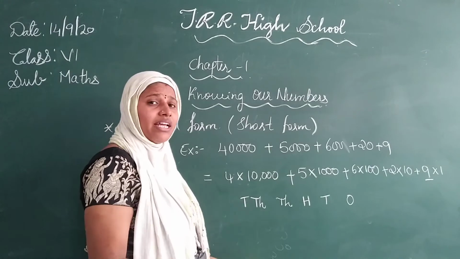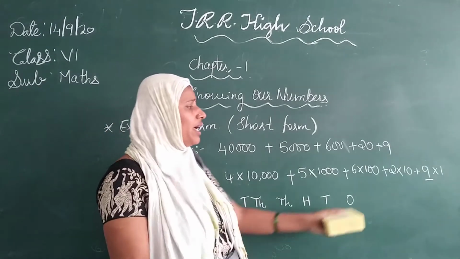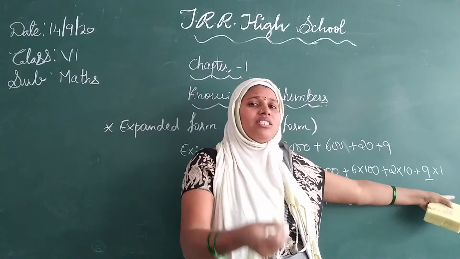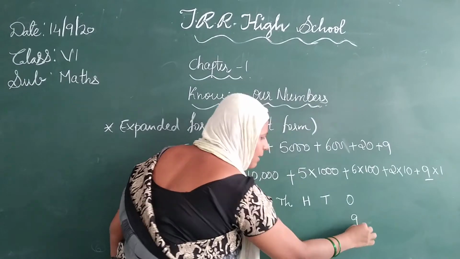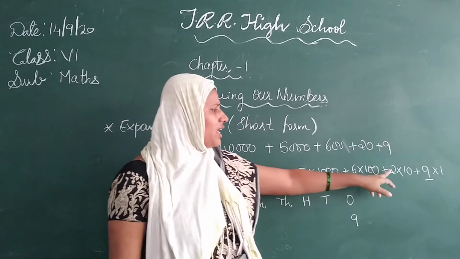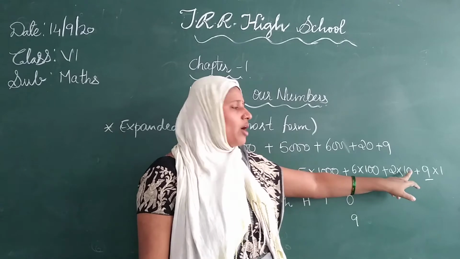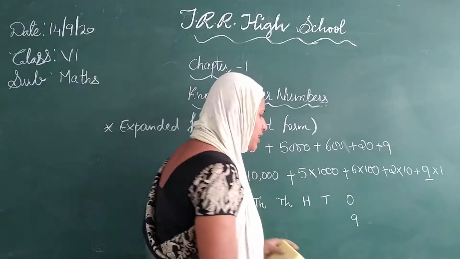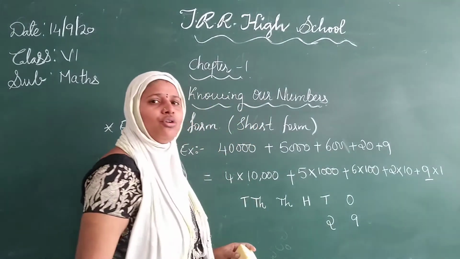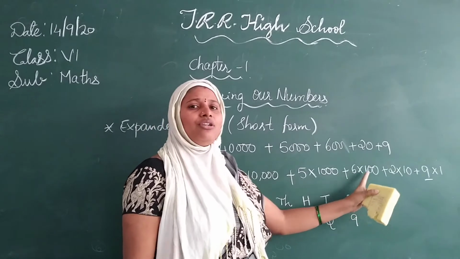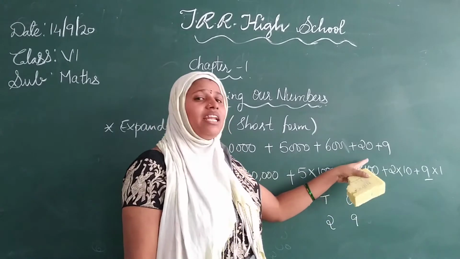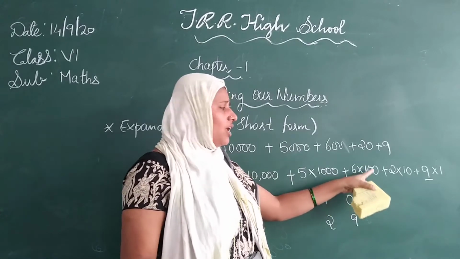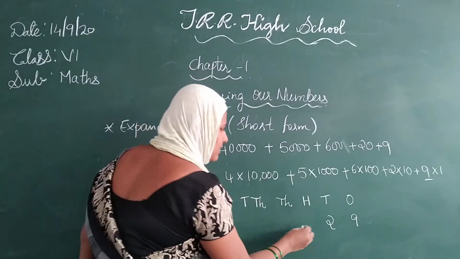How I can say that 9 is there? As I am multiplying 9 with the 1. Why I am multiplying with 1? Because it is in ones place. So in ones place you write 9. Now in the same way 2 into 10. So I am multiplying this 2 with the 10. It means 2 is there in tens place. So in the tens place you write 2. Coming to your 6 into 100. It means 6 is there in hundreds place. That's why I have multiplied 6 with 100. Right? Now in hundreds place you write the 6.